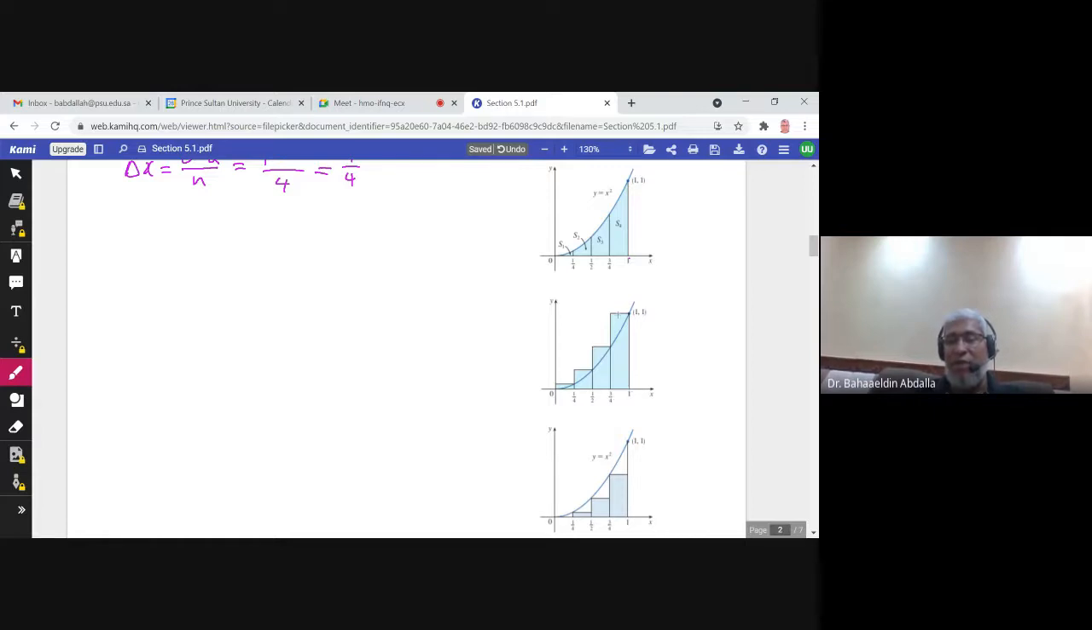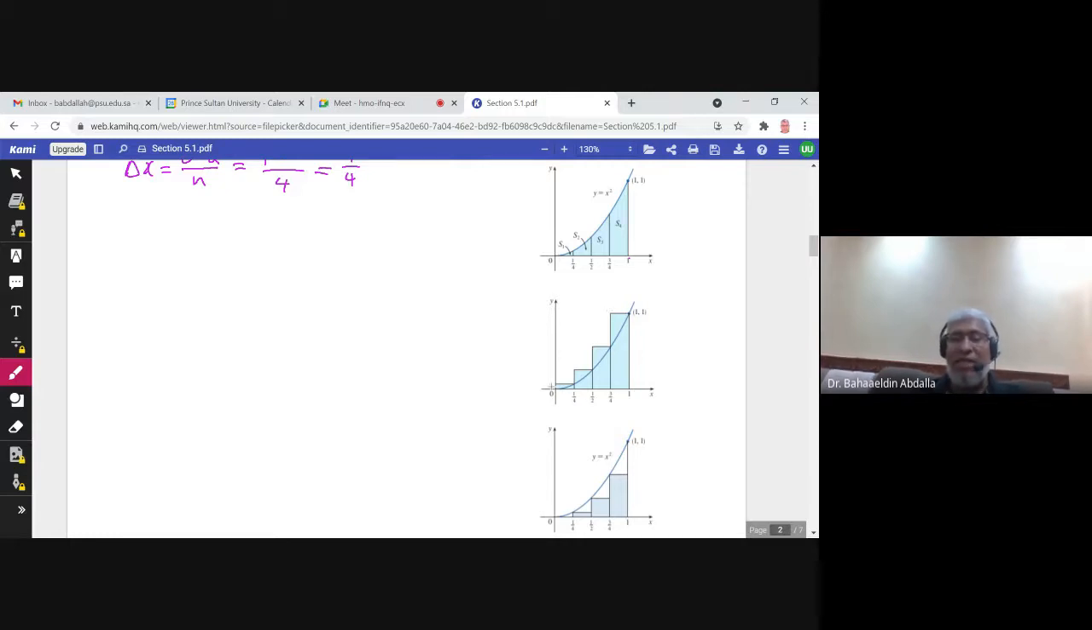So for example, this is S4. To make it a rectangle, we draw a horizontal line from here. So this would be a rectangle. It's greater than S4, but it's okay. We need to estimate or approximate the area. So here we draw 4 rectangles using the right end point.